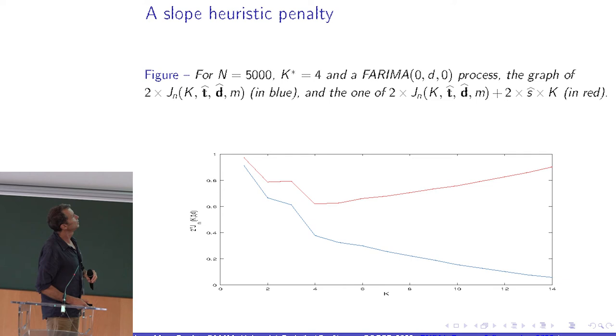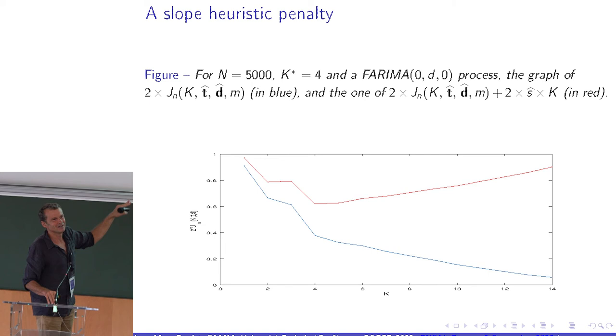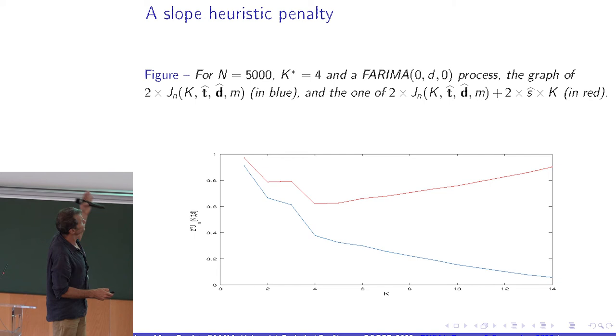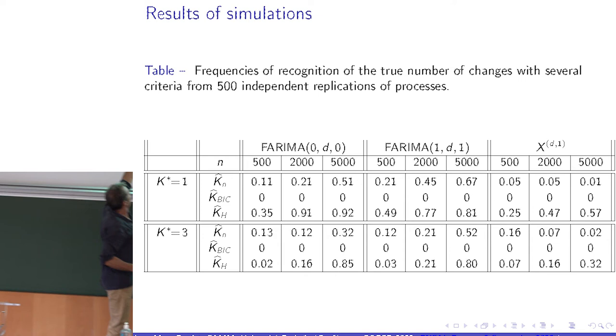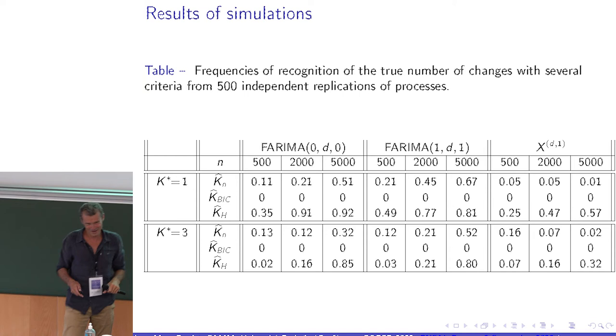And to finish, we use the slope heuristic procedure for selecting beta. So perhaps it's too fast for you, but we could use such a way for this, and by this way we could prove all those results of convergence, and finally we could find the number of changes, not too bad, K hat for the slope heuristic estimate. So sorry, I was too slow at the beginning. Thank you very much.